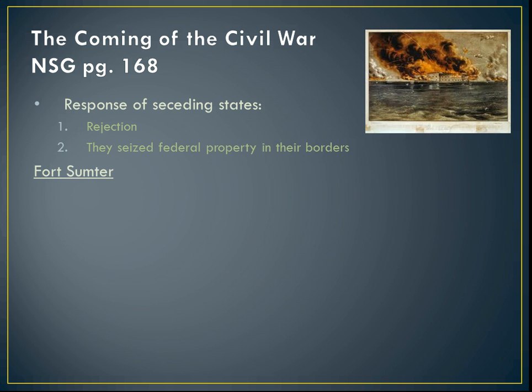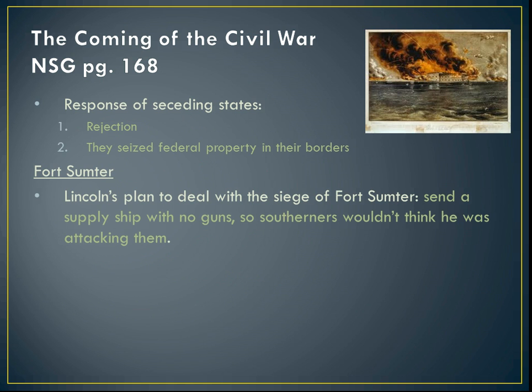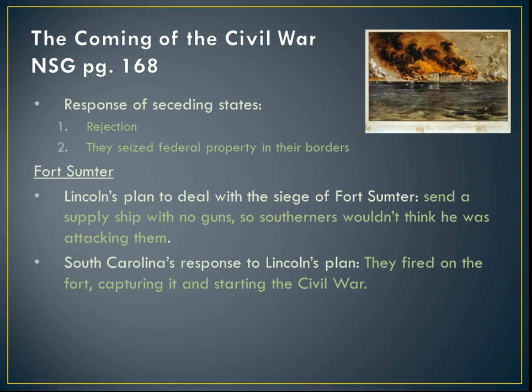So Fort Sumter, this is the spark that starts it. Lincoln's plan to deal with the siege of Fort Sumter: he sent a supply ship with no guns, so Southerners wouldn't think he was attacking them. However, South Carolina responded to Lincoln's plan. They fired on the fort, captured it, and this started the Civil War. So the next chapter, we're going to talk about the beginning of the Civil War.